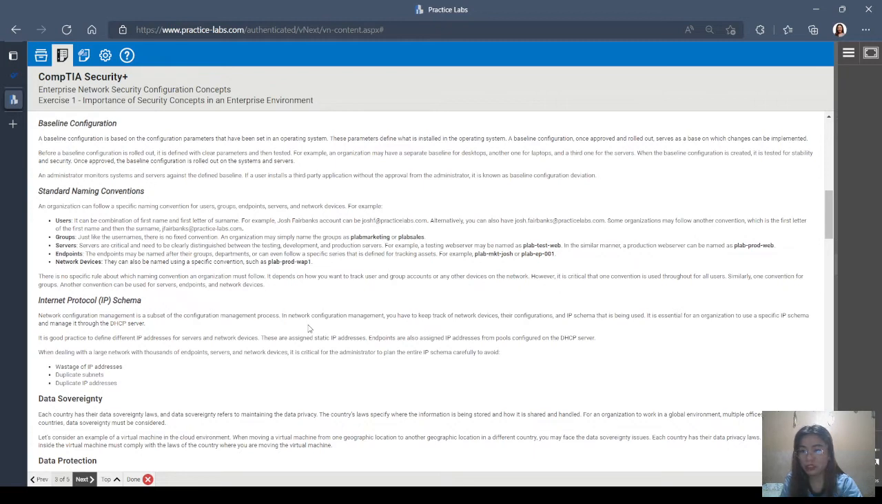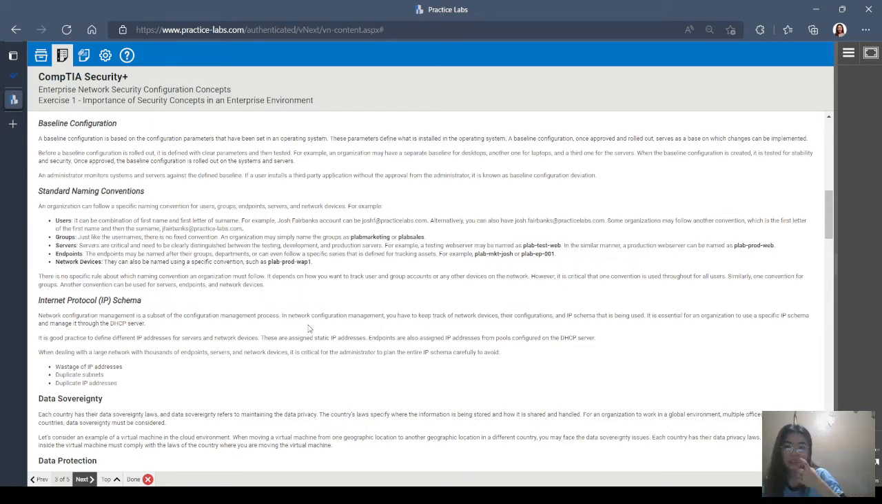Standard naming convention. An organization can follow specific naming conventions for users, groups, endpoints, servers, and network devices. Users: it can be a combination of first name and first letter of surname. For example, Josh Fairbanks' account can be joshf@practicelabs.com. Alternately, you can also have josh.fairbanks@practicelabs.com. Some organizations may follow another convention, which is the first letter of the name and the surname, such as j.fairbanks@practice-lab.com.